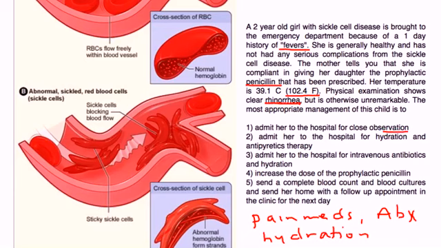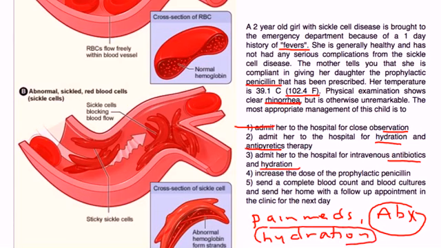Observation. Okay, well that doesn't really do any of these, so that's out. Hydration and antipyretics, so something for the fever. Well, that seems pretty good. Number 3 says antibiotics and hydration. Well, that covers 2 of what we have. Increase the dose of prophylactic penicillin. Okay. Send a complete blood count and blood cultures and send her home. Alright, well the best answer for this would be choice 3.